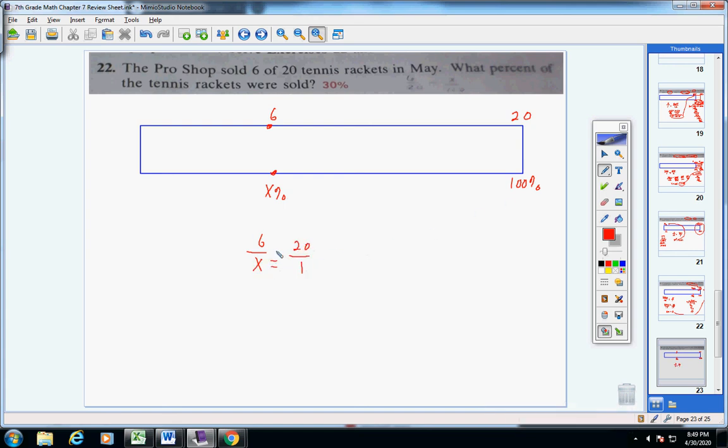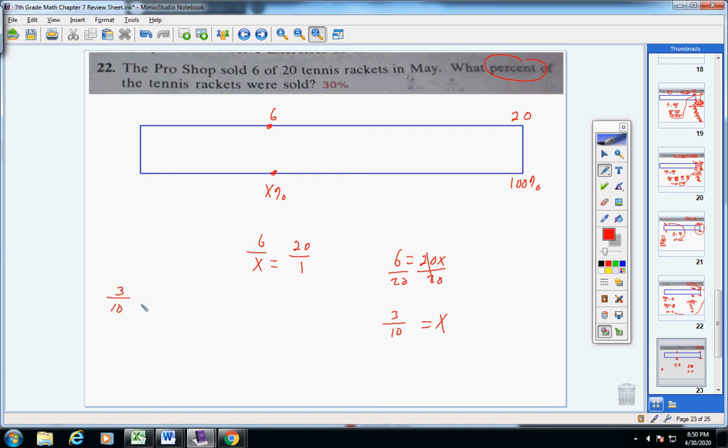6 times 1 is 6. 20 times x is 20x. Divide both sides by 20. These cancel. 6 over 20 is 3 over 10. Now that would be your answer, guys, but look, you're trying to find a percent. So you've got to change this over to a percent. How do you change a fraction to a percent?